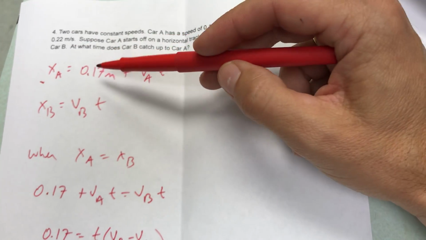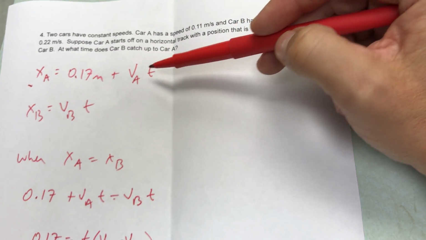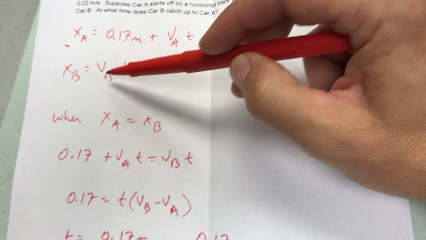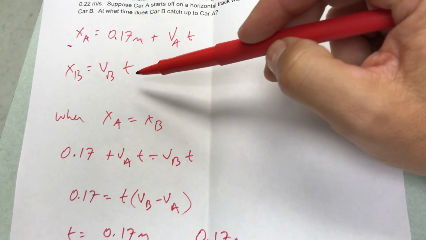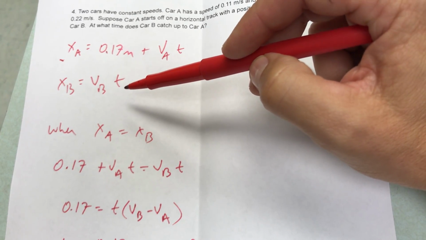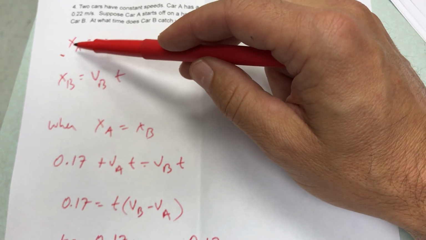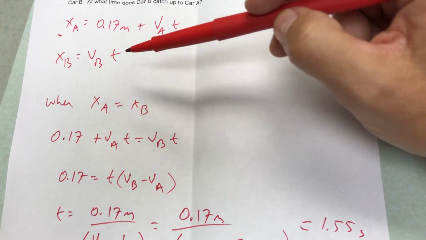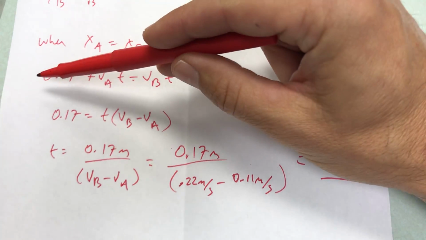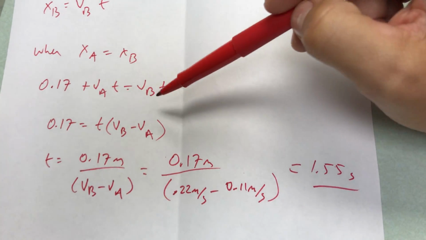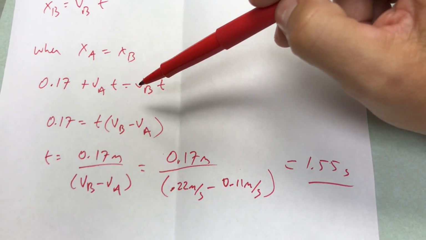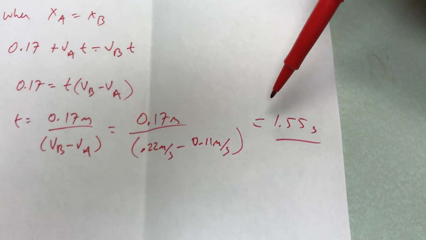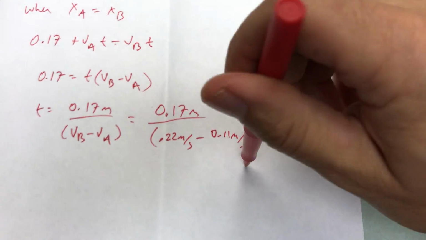So the position is initial position plus velocity times time. The other one started at 0, so its position is velocity times time. I want to find out when they are at the same place. So that's when XA is equal to XB. I can set this equal to this. That's the position for car A, that's the position for car B, and now with VA and VB known, I'm just solving for t. I get 1.55 seconds at the end.